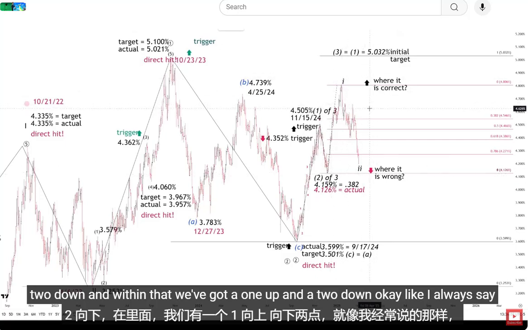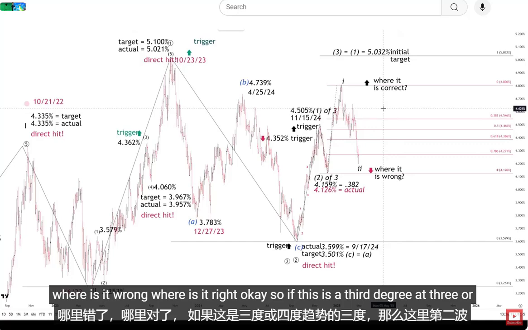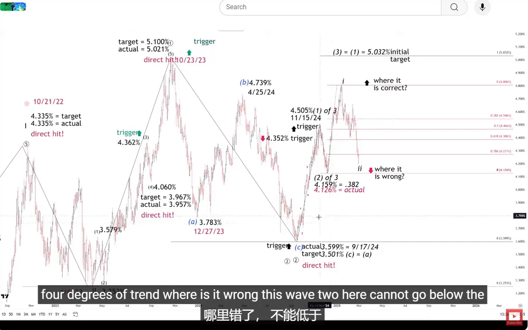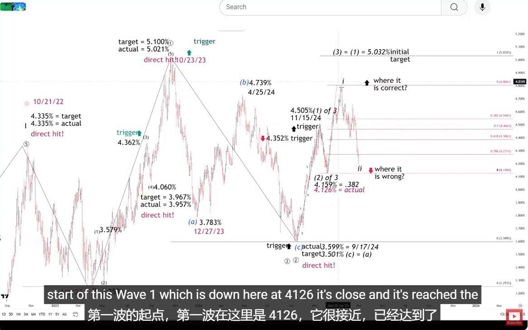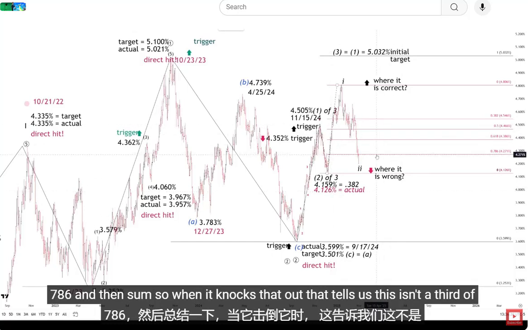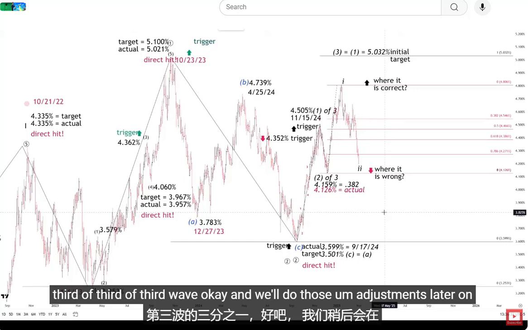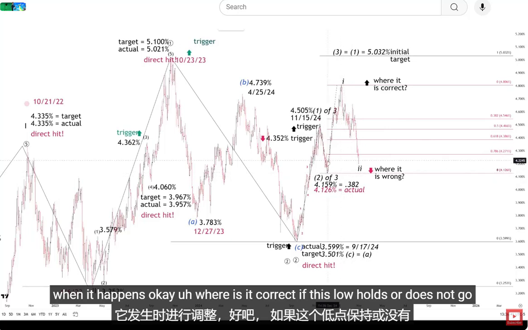I'm sorry, a 1 in parentheses, a 2 down, and within that, we've got a 1 up and a 2 down. Okay, like I always say, where is it wrong, where is it right? If this is a third wave at 3 or 4 degrees of trend, where is it wrong? This wave 2 here cannot go below the start of this wave 1, which is down here at 4.126. It's close, and it's reached the 786 and then some, so when it knocks that out, that tells us this isn't a third of third wave. And we'll do those adjustments later on when it happens.